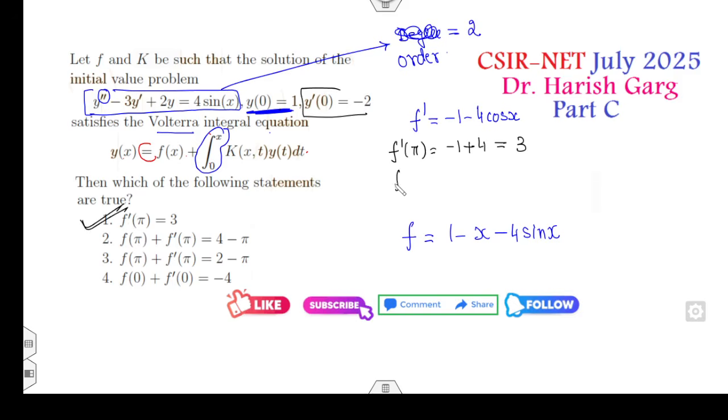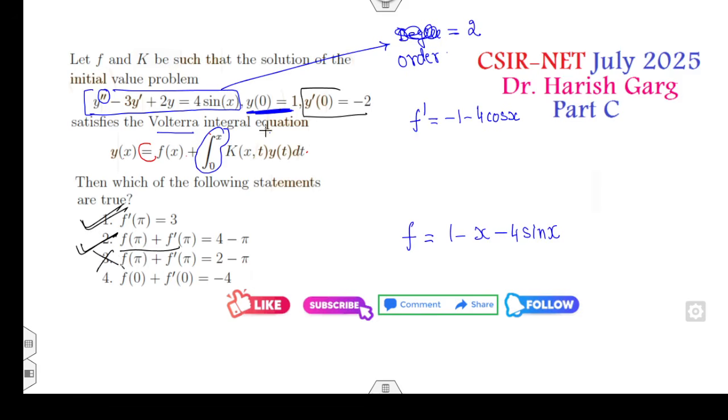F of pi. What is the value of f of pi? It's 1 minus pi, sin pi is 0. And if you add them, is it 4 minus pi? Yes, it's satisfied. F of pi plus f dash of pi, if you add them, it can never be 2 minus pi.